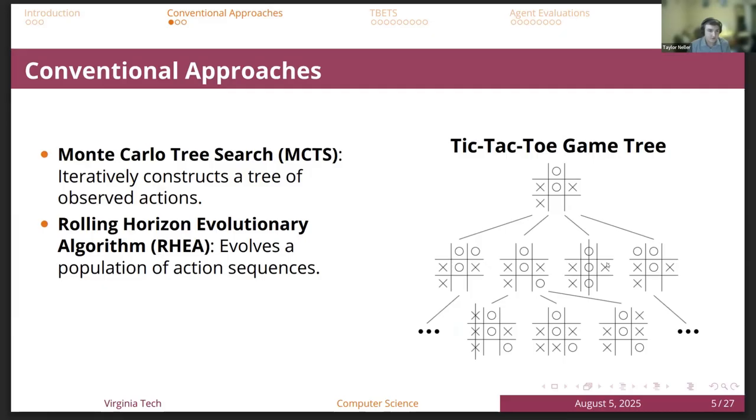So, as you are well aware, Monte Carlo tree search is a very common technique used for game tree search. But another very popular algorithm to use as a foundation in these sorts of agents is called Rolling Horizon Evolutionary Algorithm, or RHEA for short. In this algorithm, instead of doing any type of tree search, you have a population of action sequences that you evolve. On the right here, we have an example of a tic-tac-toe game tree with a root state, and we're going to compare it to RHEA.